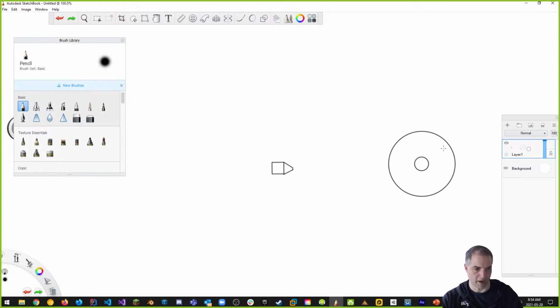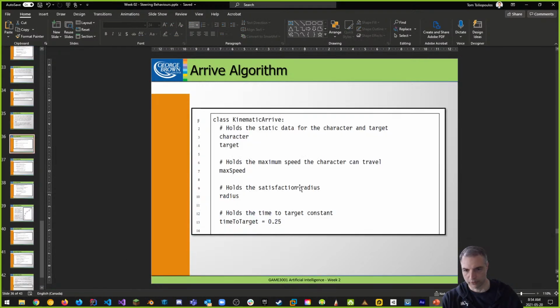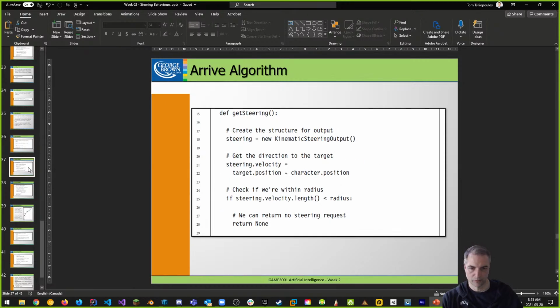So for arrival, we modify seek. We still do seek, but we slow down as we approach the target. And our pseudocode is here on how to do that. We create a radius, and for kinematic arrival, we use a time to the target. We figure out how long we want it to take us to reach the target, and we do it the other way around. We calculate the exact time to the target, kind of reverse engineer how long it takes to get there, as opposed to slowing things down. Because there is no deceleration and acceleration for kinematic arrival.